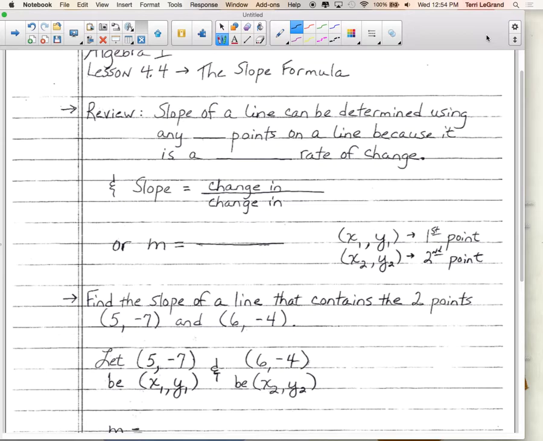So let's review. The slope of a line can be determined using how many points? Any 2 points. All you need are 2 points. Why can we use any 2 points on that line? What's true about the rate of change? Constant. It is a constant rate of change. No matter which 2 you would choose, which interval you would use, you would get the same slope all the time. It's a constant rate of change.